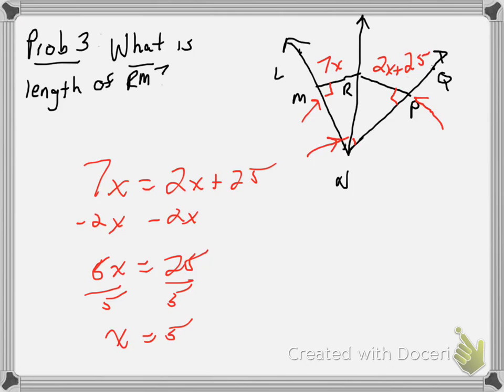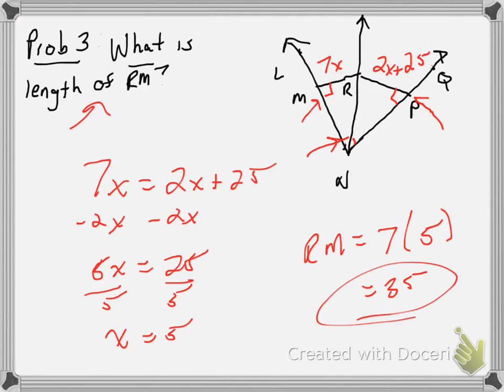That's not the answer to my question. Again, I come back up and read my question. What is the length of RM? RM is 7x. So 7 times x, which in this case is 5. So we end up with 35 for RM.